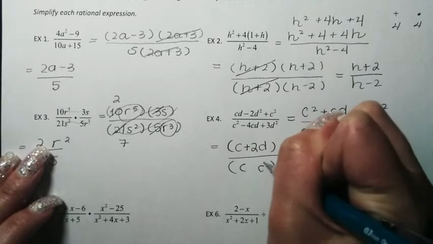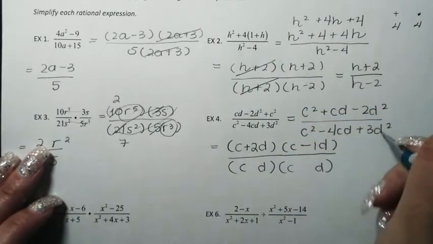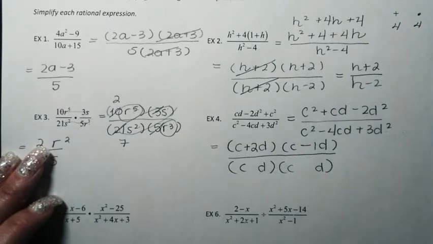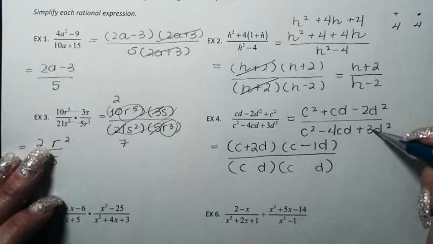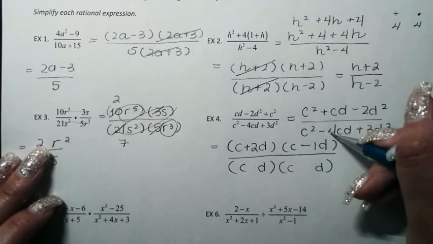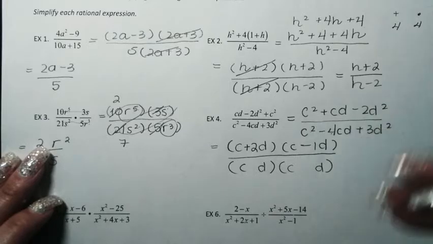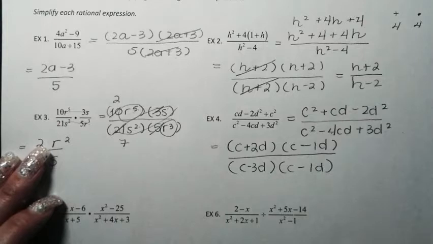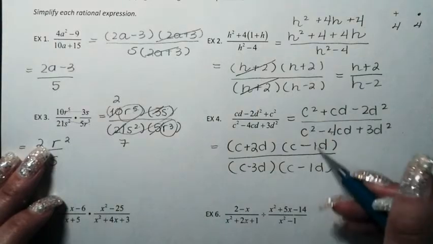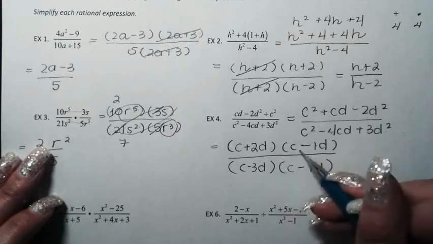factor with C and D. Why C and D? Because of the C squared and the D squared, but this D is at the end. So I do the same: two numbers that when I multiply them give me 3, but when I add or subtract them give me negative 4, and those two numbers are going to be negative 3 and negative 1. You don't need to put these ones, but I just put them so you can see where they are coming from.